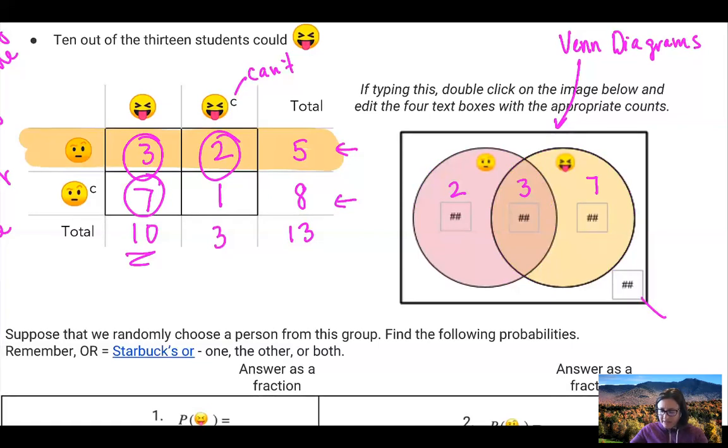And then we've got this outer box here. This represents the people that can't do either of them. So I've got 1 number left. That's going to go right there. If I add them all up, so 2 plus 3 plus 7 plus 1, I should get my total of 13, which I do. Hooray.